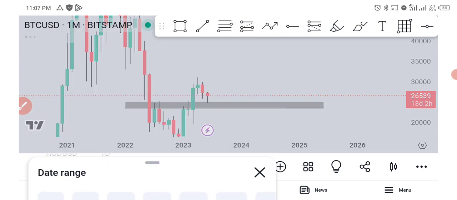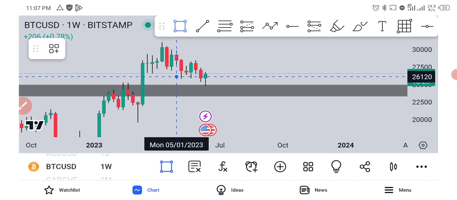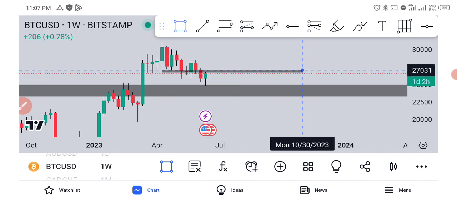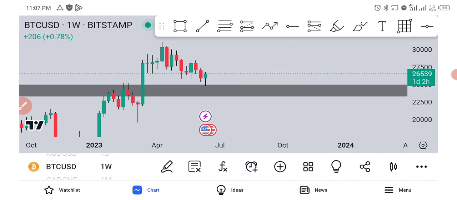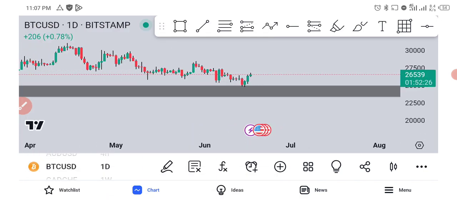So let me check what I have on the weekly time frame. The weekly is kind of testing a resistance level from here, but you can't see it clearly here except you go to your daily time frame. That's where you see the resistance clearly.